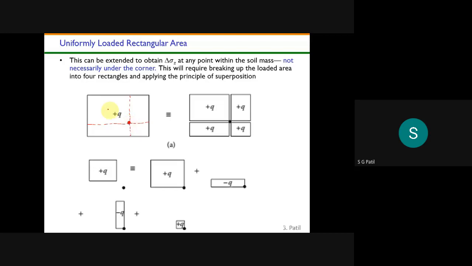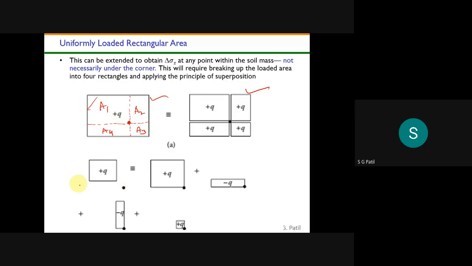So like this, first you calculate the stress increase due to this area, I will call A1. The stress increase due to this area is A2. The stress increase due to this area is A3, and the stress increase due to A4. Then you combine all, and you will get the stress increase at the point within the loaded area. So this is equivalent to this.